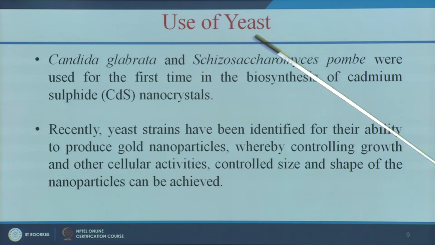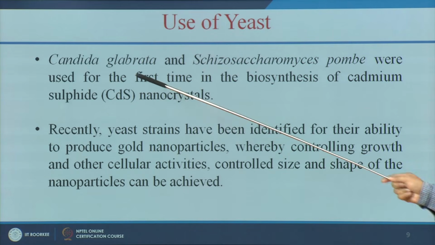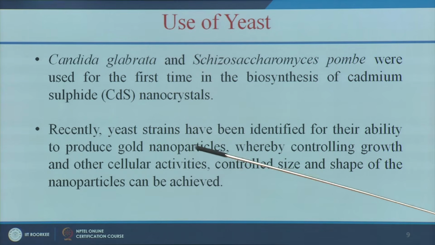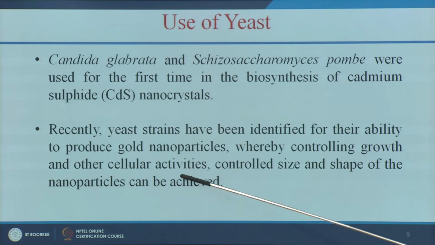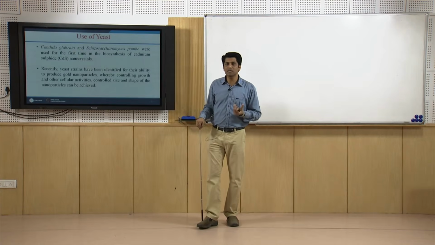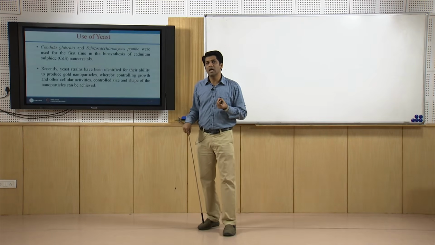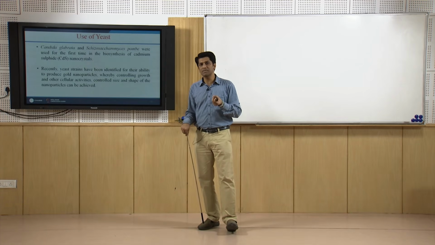And we can also use yeast for making the nanoparticles. For example, Candida can be useful for synthesizing cadmium sulfide nanoparticles, and also recently yeast strains have been identified for making gold nanoparticles and other metal nanoparticles. Using yeast, controlled size and shape of nanoparticles can be easily achieved, and again, yeast is not very costly, it is available in any shop. You can purchase normal yeast and do your research. You can simply add this yeast and grow it in the presence of your metal salt.